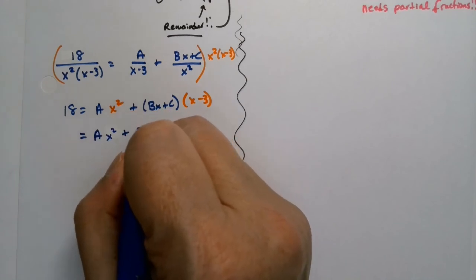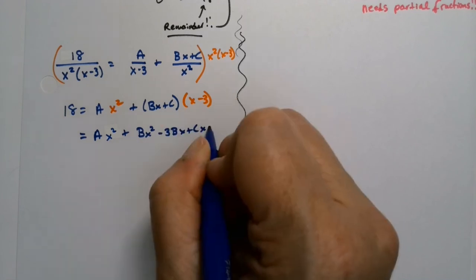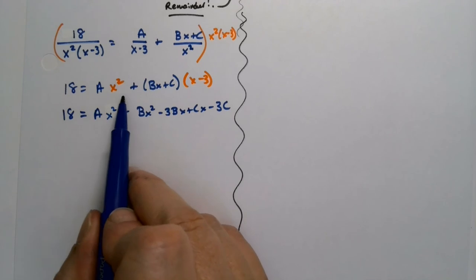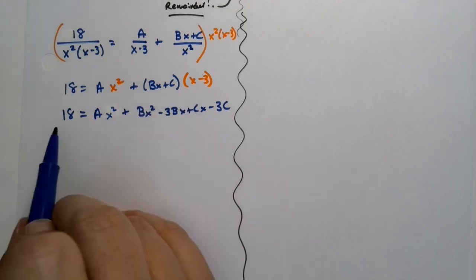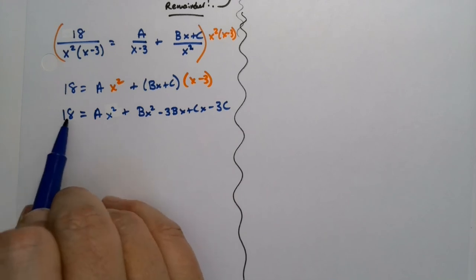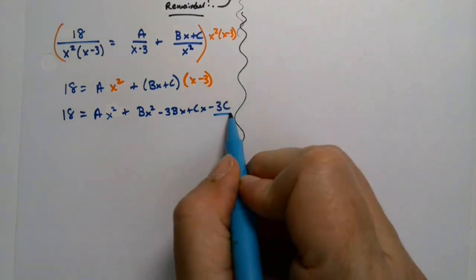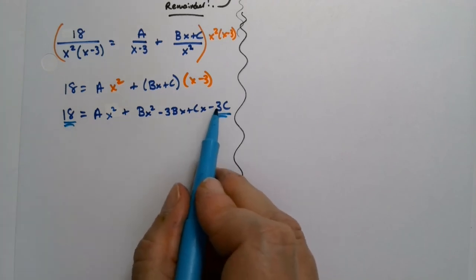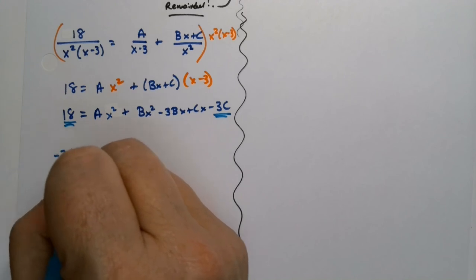And then bx squared minus 3bx plus cx minus 3c, like that. Agreed? So ax squared, bx squared, I just FOILed this essentially. So now look over here at the x squared terms. Well, heck, look at the constant terms for starters. So c can be solved for right away because the only constant term I have over here is negative 3c. So negative 3c must be equal to 18.